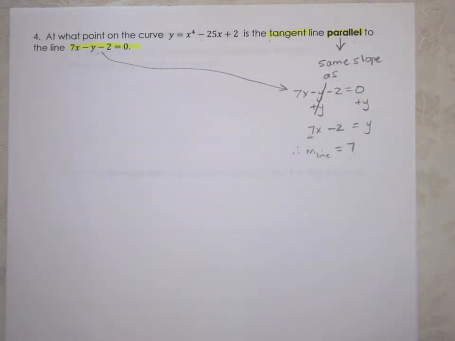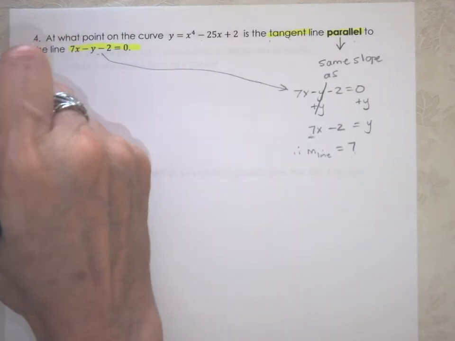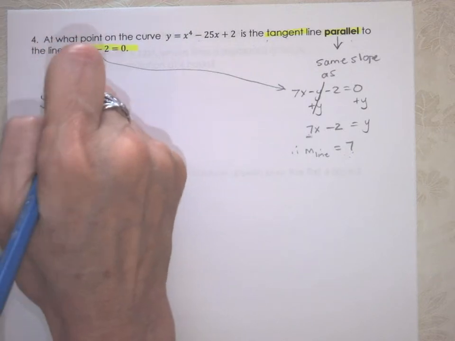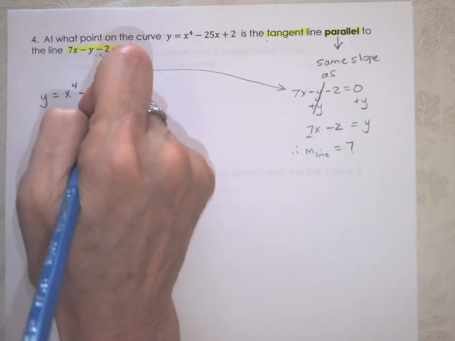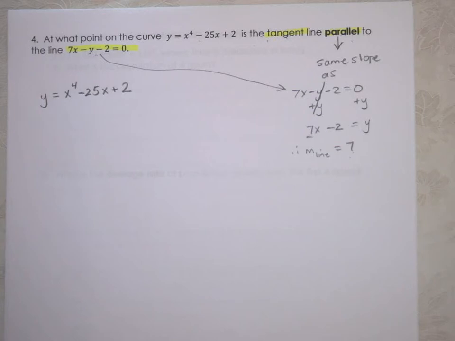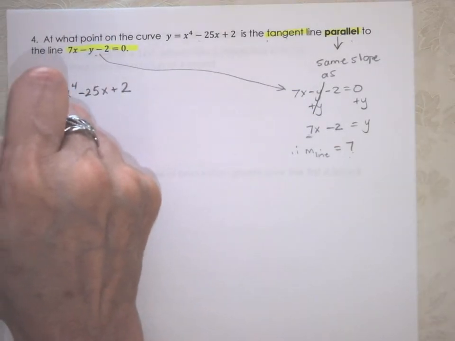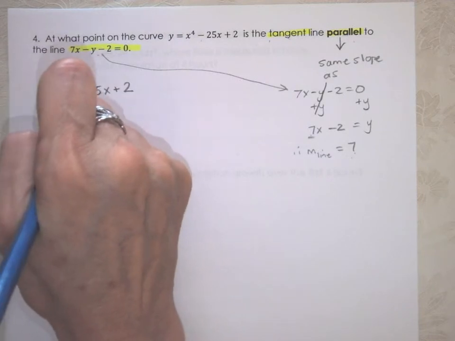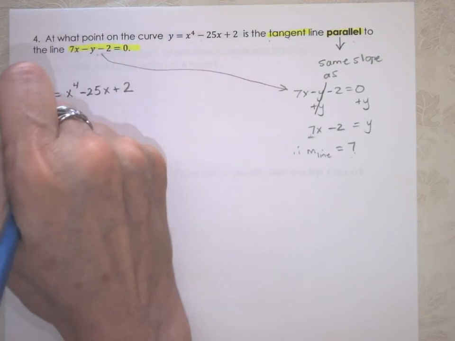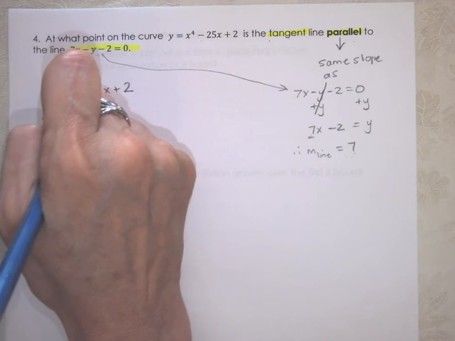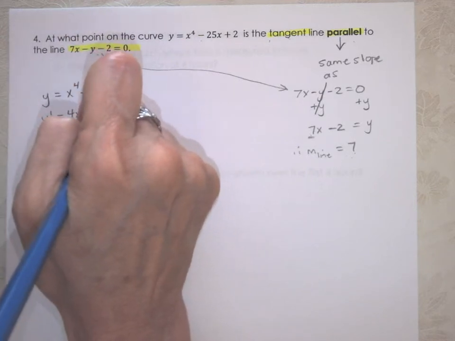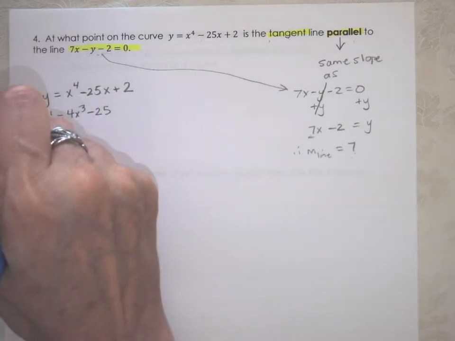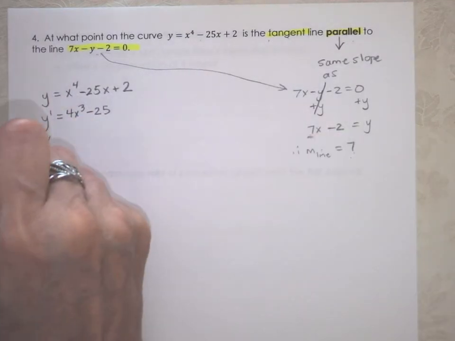So it's very similar to the one we just did, question number 3. So we want to find, we'll take our curve y, and we're going to find y prime, which is an expression for the slope of the tangent anywhere. So the slope of the tangent at any point x can be found using the formula y prime, or the slope of the tangent, is equal to 4x cubed minus 25. It's just using the power rule. And we know the slope of the tangent, we want it to be 7.